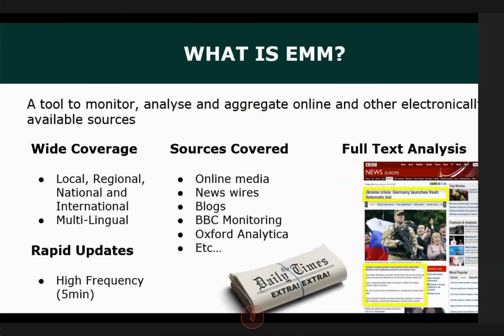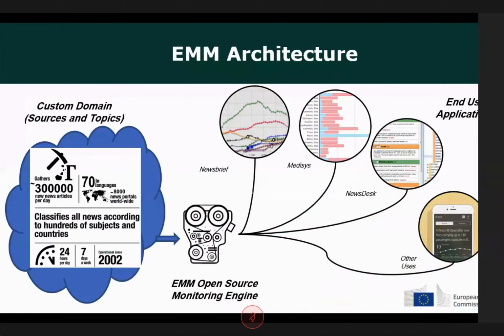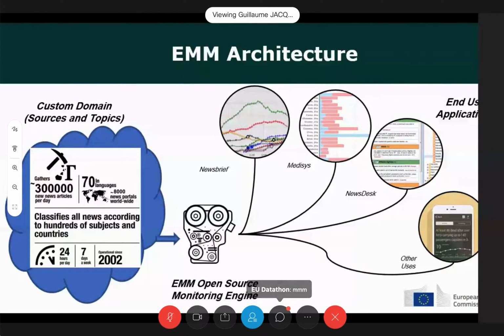The sources of information we start from are online news sources with different kinds of coverage, from local to international, and we try to extract information from them. The architecture is like this slide describes. We gather per day 300,000 news articles in 70 different languages, from 8,000 different news sources. I think it's even more now. We process this data, we analyze it, and we extract information to finally make it accessible via different applications.